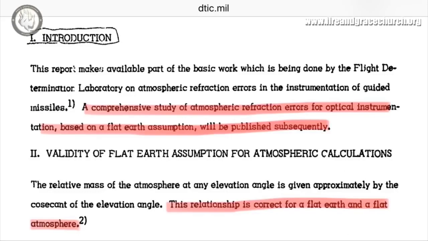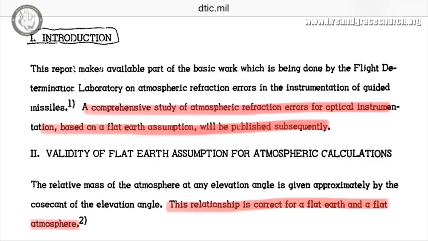Introduction here says a comprehensive study of atmospheric refraction errors for optical instrumentation. What is it based on? Based on a flat Earth assumption, will be published subsequently. The relative mass of the atmosphere at any elevation angle is given approximately by the cosine of the elevation angle. I may be pronouncing some of this wrong, but listen, this relationship is correct for a flat Earth and a flat atmosphere. And they're going to publish these results.